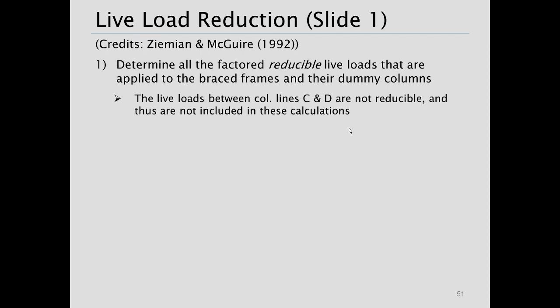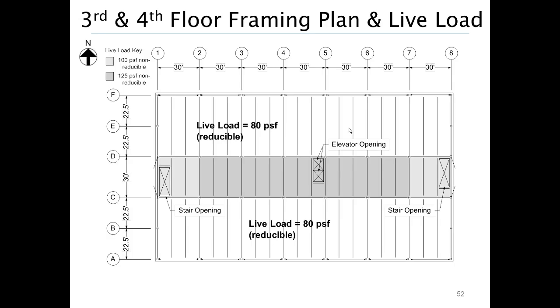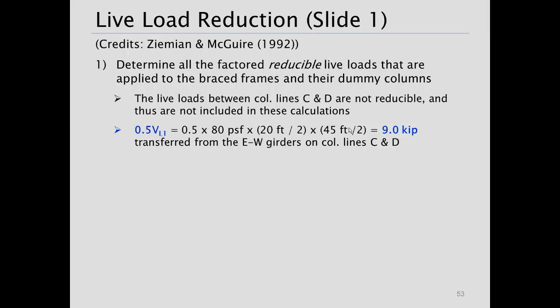So we're going to first determine all our factored reducible live loads that are applied to the brace frames and their dummy columns. Now, in our frame here, the live loads between column lines C and D aren't reducible, so they're not included in our calculations. That's the gray shaded areas here that we're not including in the live load reduction calculations. And so we're working with 0.5 live load in our ASCE load combination 5 for earthquake here.